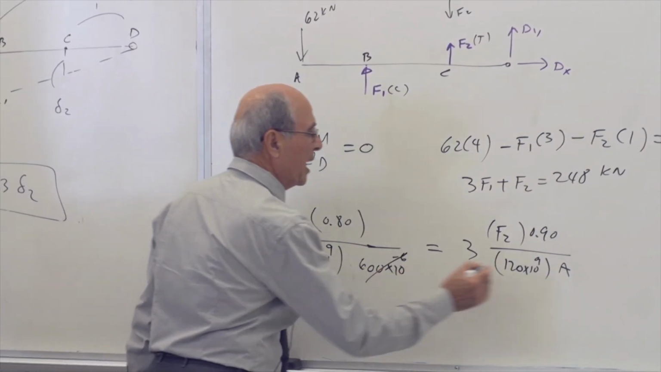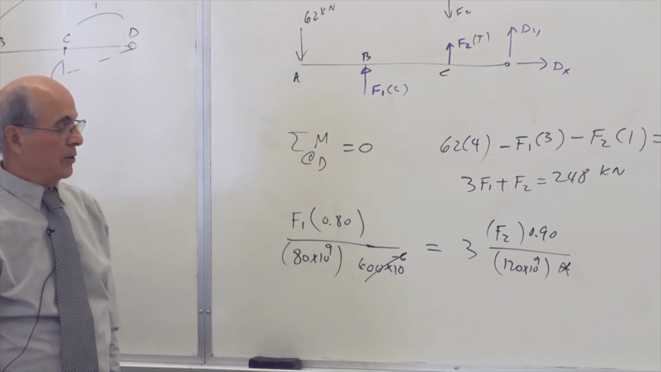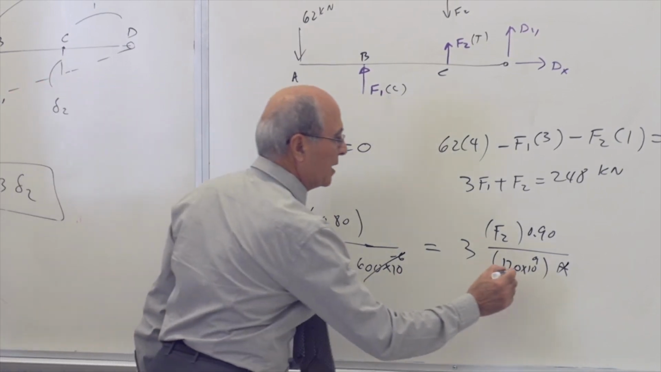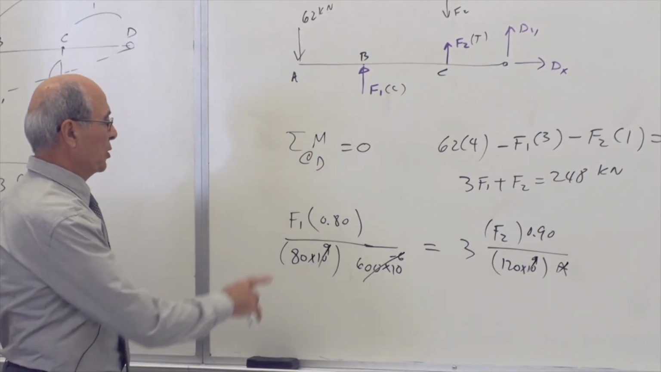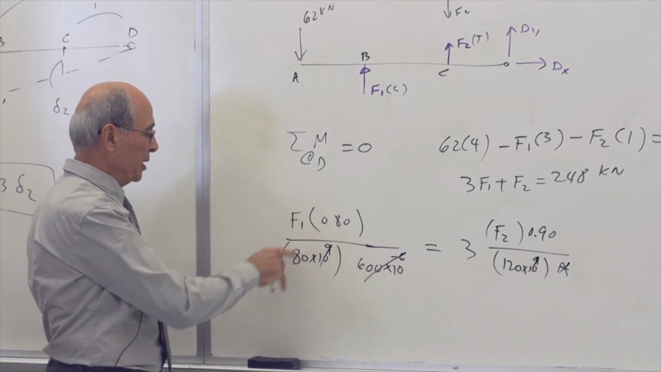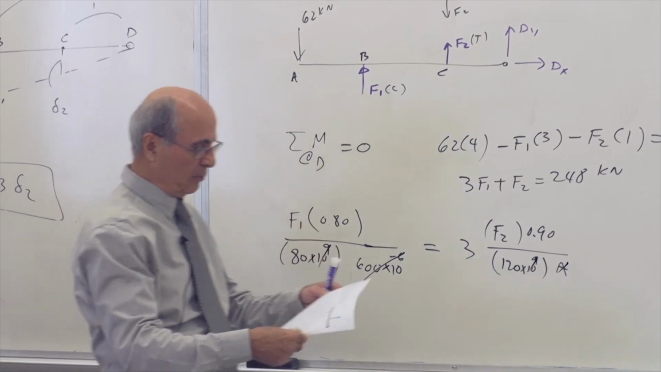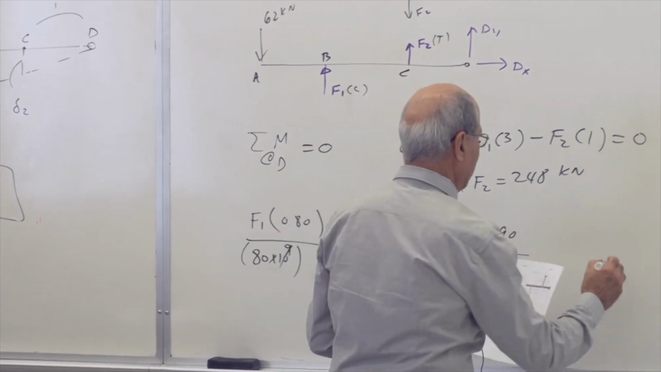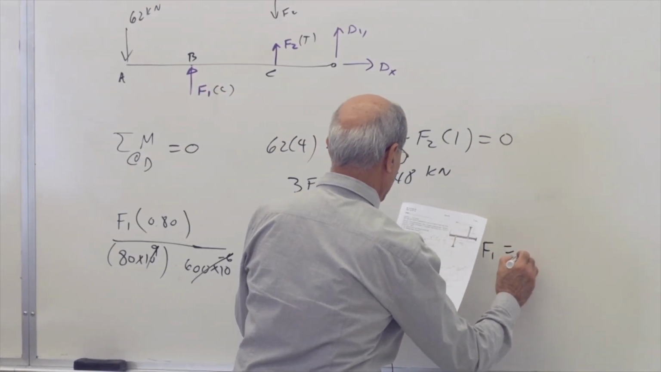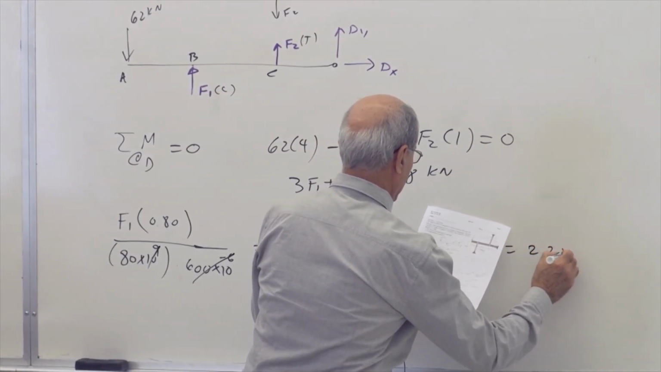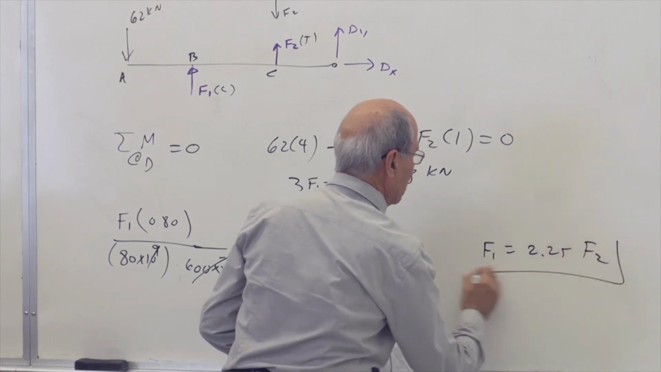So this A and that A are going to drop out. This and that actually drop out. So this is 80, I made it very simple for you, divided by 80. If you simplify that one, any other item, at the end you get F1 equal to 2.25 F2. That's all you need.